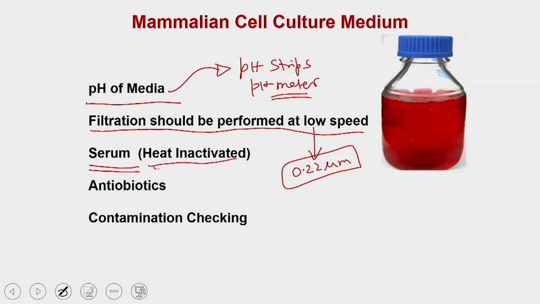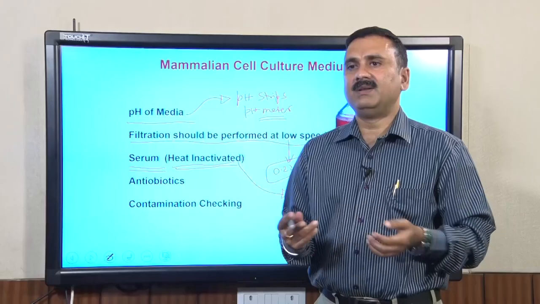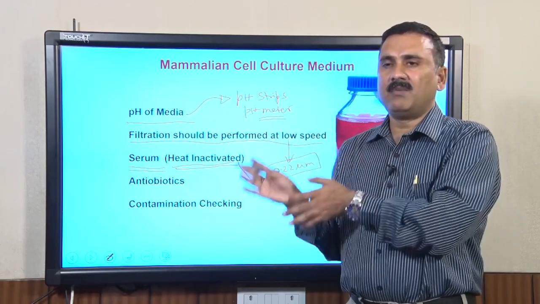Similarly, the serum, the FBS or the Fetal Bovine Serum that you have to use, you should use a heat inactivated serum. Heat inactivated serum is important because you don't want to add immunologically active molecules, so you have to remove the complements as well as the other immuno agents, so that it should not destroy your cells, because every organism has some immunity for a particular set of cells.